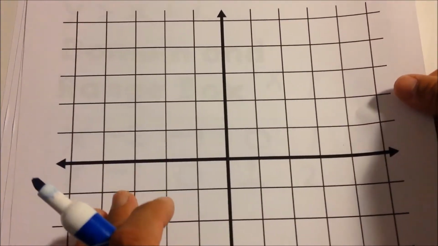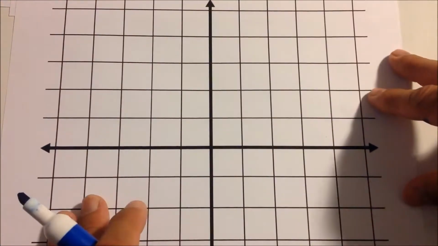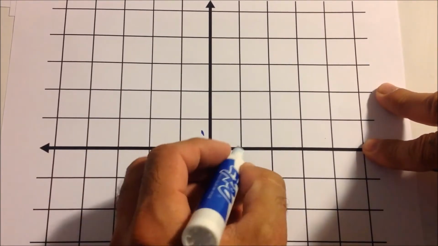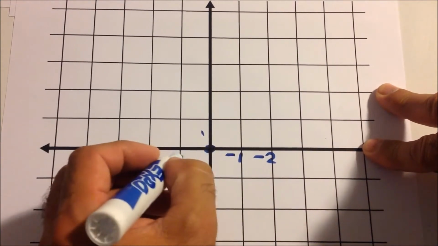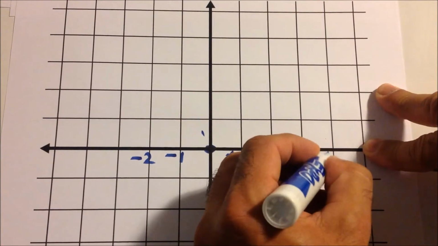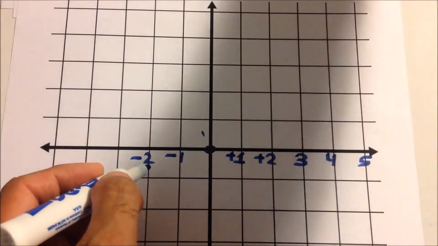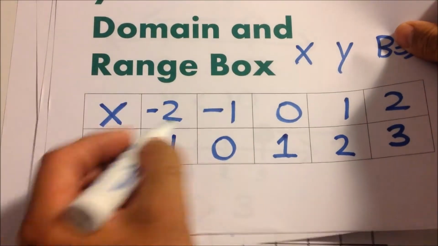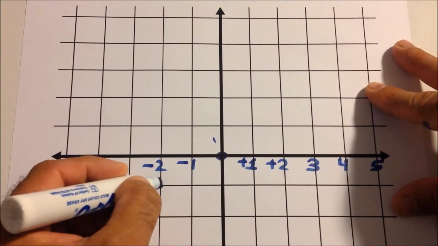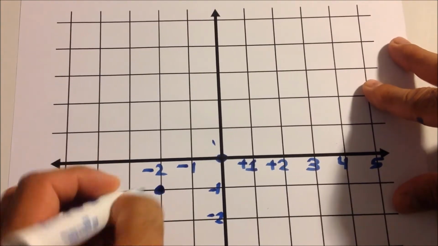Okay, so we'll put our grid up here. We'll put our pairs over there. Now this is the origin, this is 0, 0. This is -1, that's -2, that's +1, +2, 3, 4, 5, and so forth. So when x is -2, I'm bringing that box over here. When x was -2, y has to be -1. So when x is -2, y is -1. There's our first dot.